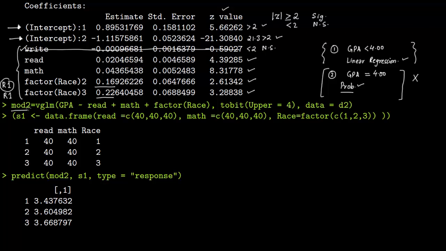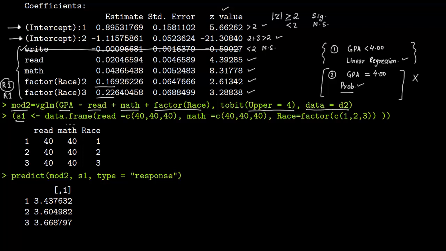So you have a new model, model 2. Now GPA is a function of reading score and math score. So we have dropped the writing score and the race because the race is also significant. Now again, Tobit upper is 4 because 4 is the upper limit, and the data we use is D2.